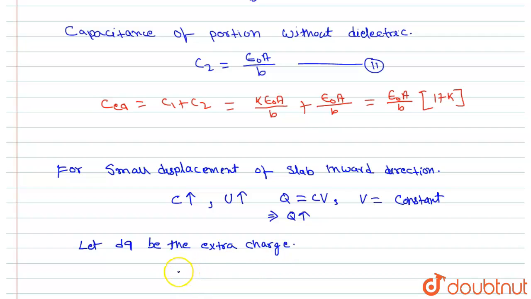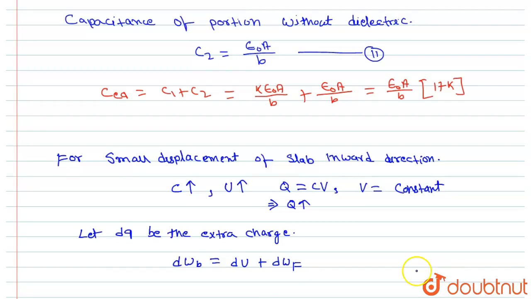Now we can find the work done. So how do we find the work done? dWb is equal to dU plus dWf, the work done by the applied force. Now how do we find dWb? dWb is equal to dq into V, and since q equals CV, this is equal to dC into V square.